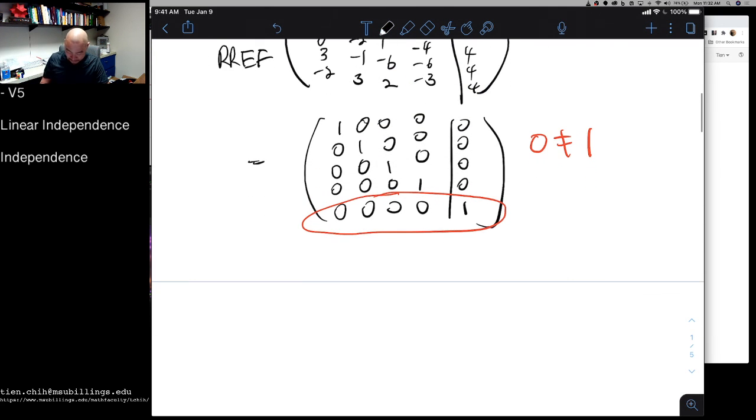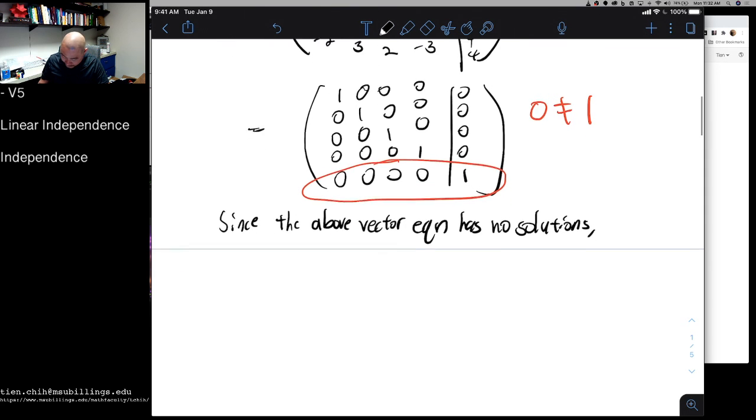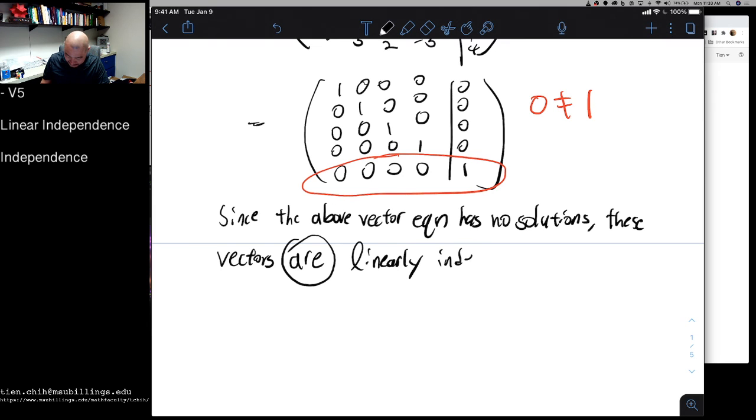And so since the above vector equation has no solutions, these vectors are linearly independent. All right. Thank you very much.